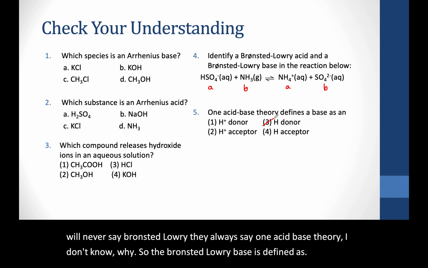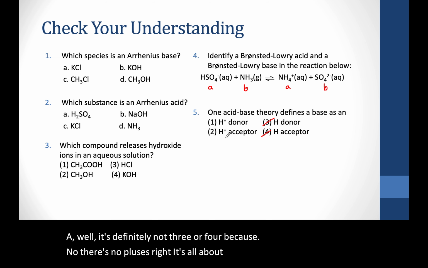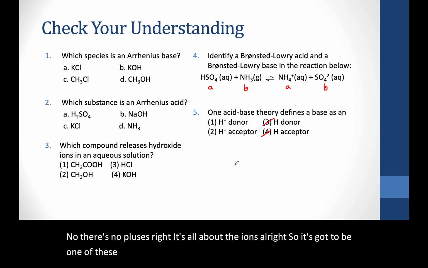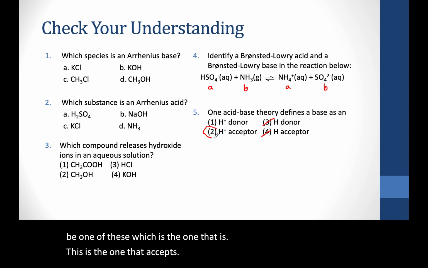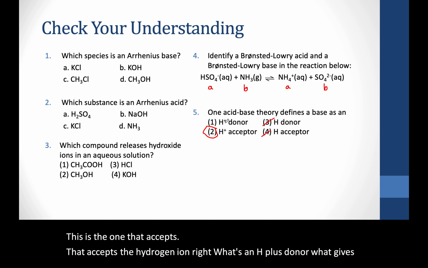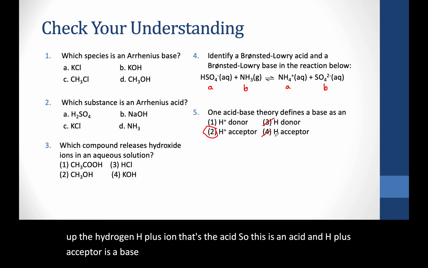It's definitely not 3 or 4 because there's no pluses, right? It's all about the ions, all right? So it's got to be one of these. So the base is the one that accepts the hydrogen ion, right? What's an H plus donor? What gives up the hydrogen, H plus ion? That's the acid. So this is an acid. An H plus acceptor is a base, and then these are nothing. These are just tricks because they don't have the plus signs.